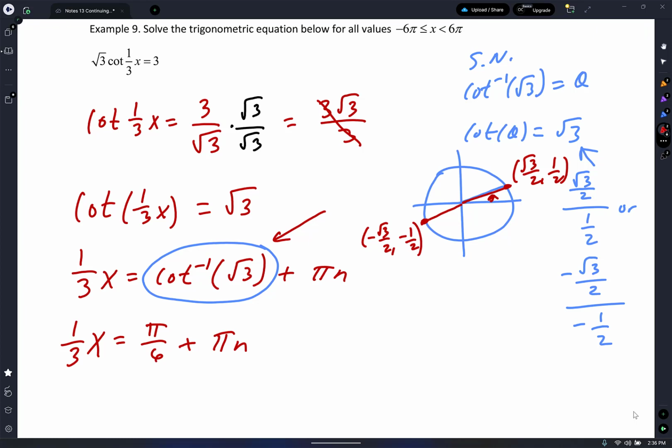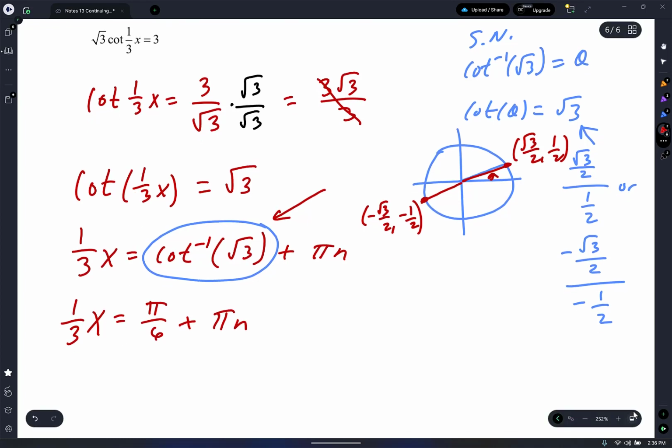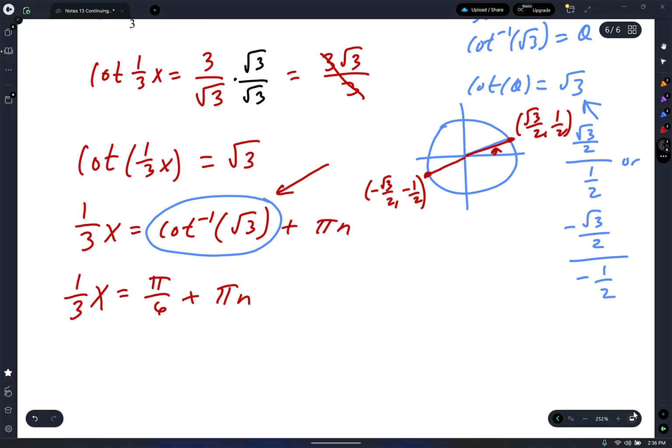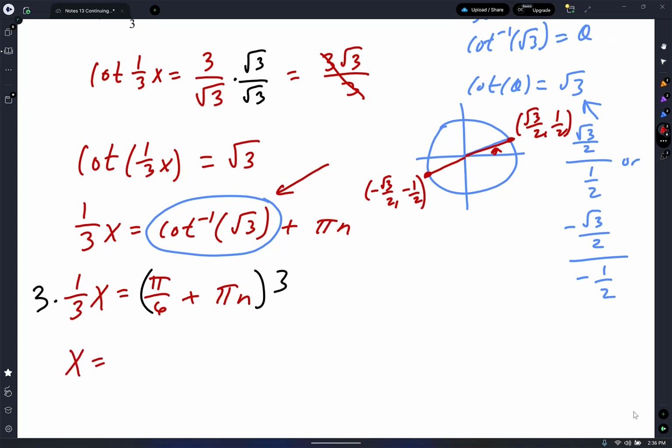If I add pi to pi over 6, that gives me the 7 pi over 6. So this will give me all of them. And then the last thing I do is just multiply by 3 to get x by itself. So x equals, let's see, 3 pi over 6, that's pi over 2, plus 3 pi n. So here are all my answers.